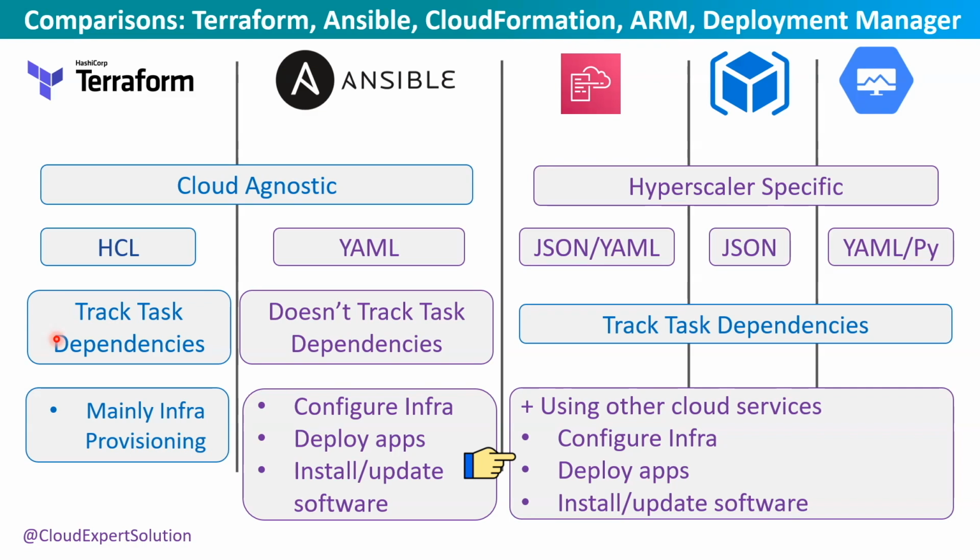But if you want to go for a hyperscaler-specific tool, although CloudFormation on its own cannot do this, AWS has other services. So CloudFormation, Resource Manager, Deployment Manager, with the help of other services, like CloudFormation takes help from CodeDeploy, CodeBuild, CodePipeline to deploy the app, to install or update the software, and the same goes for Azure Resource Manager and Google Deployment Manager.